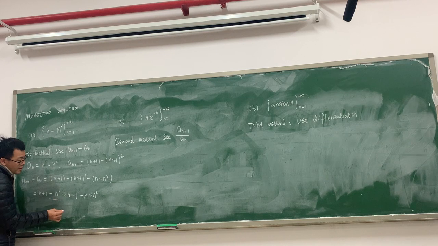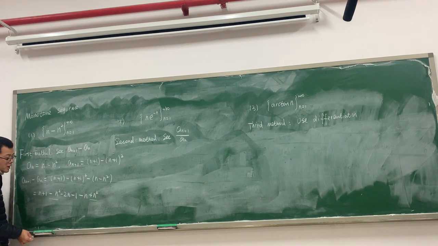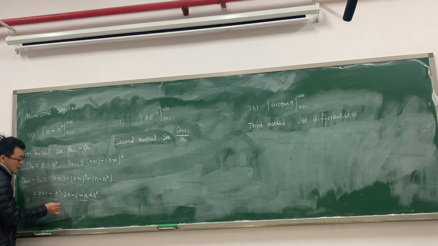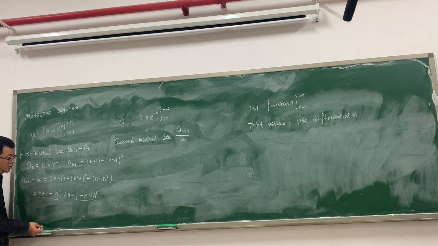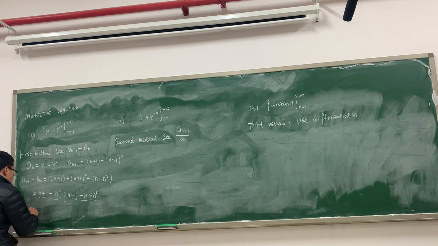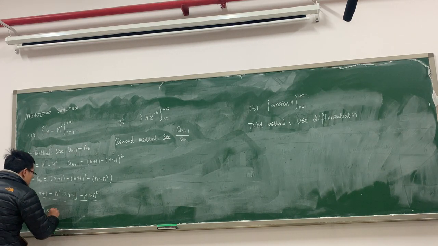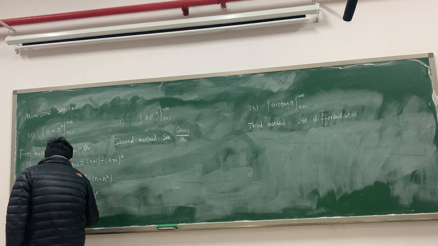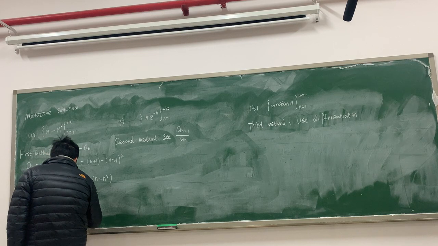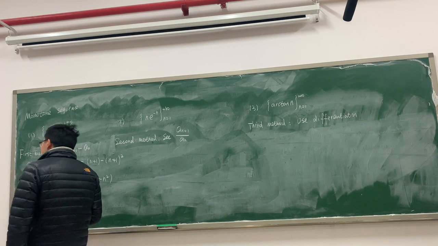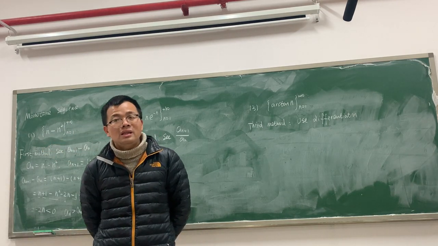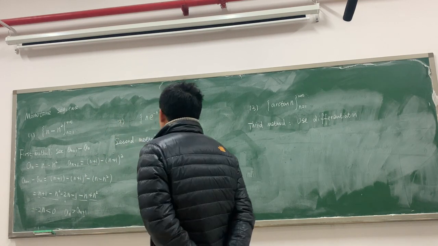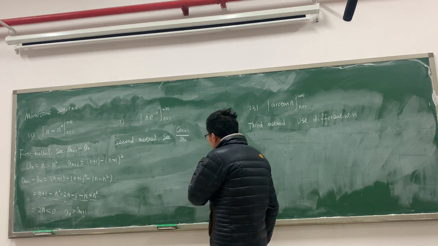Here minus n squared, here plus n squared, cancel. Here minus n, here n, so cancel. Here plus 1, here minus 1, so cancel. So we just have the minus 2n. So the result is minus 2n, less than 0. Less than 0 means a_n is greater than a_{n+1}. So this means it is strictly decreasing. This is the first one.